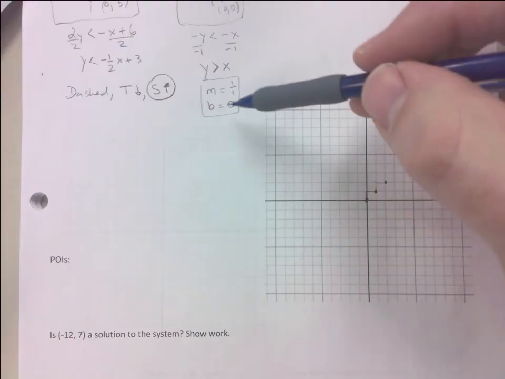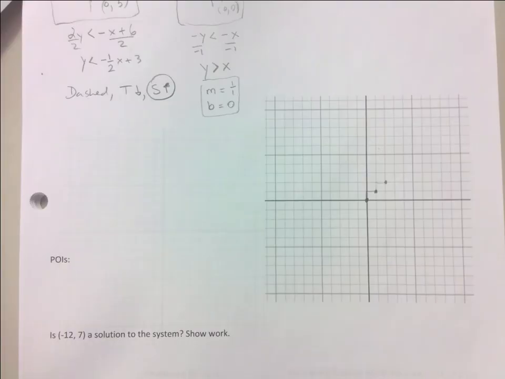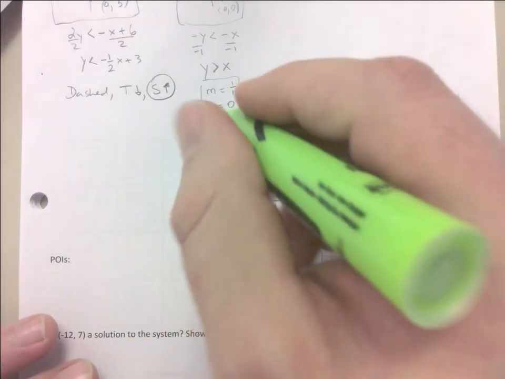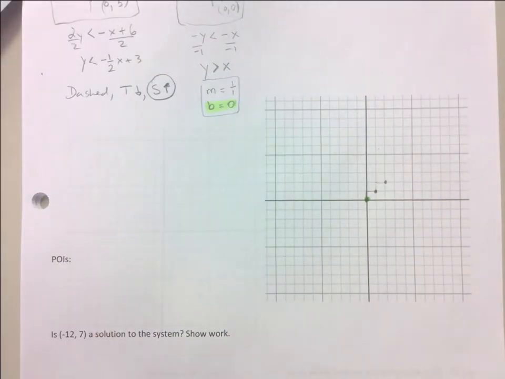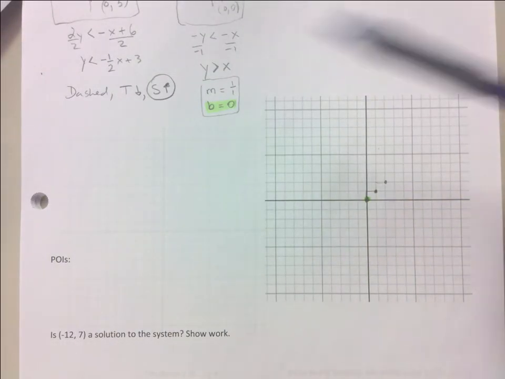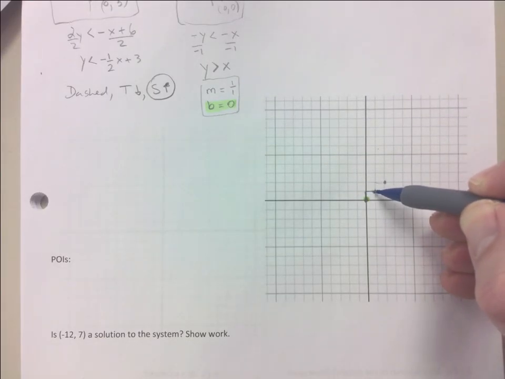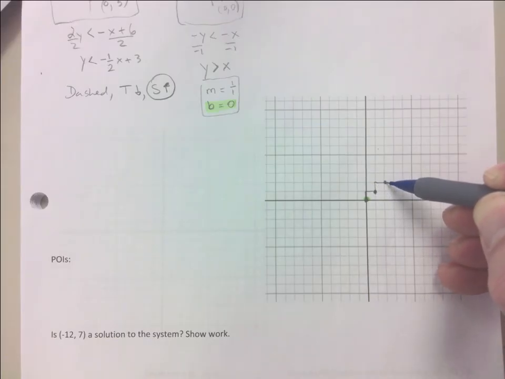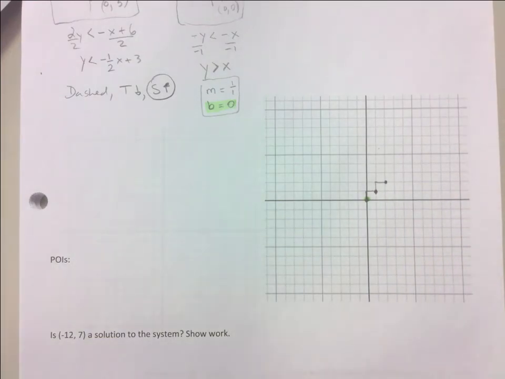Let's do this again. I use this to get me started. And then I use the slope, which is 1 over 1, to get me another point. I like to find at least one more to make sure your line is in the right direction. And then you graph it.